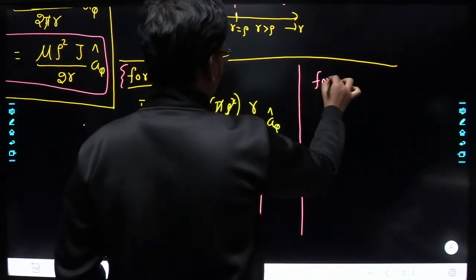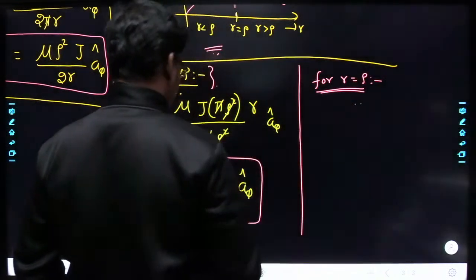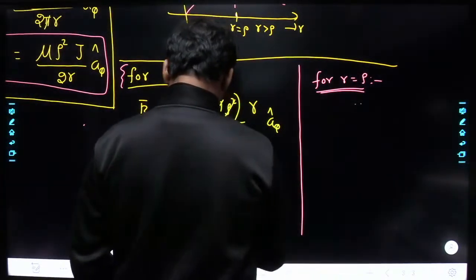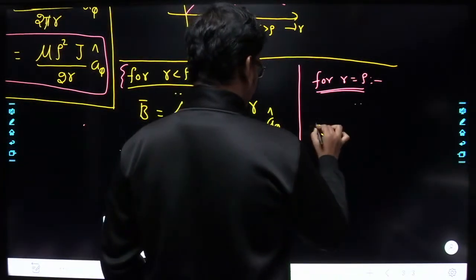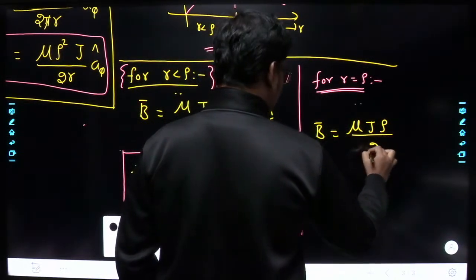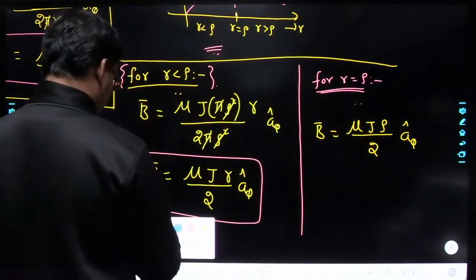Next, for r equal to rho. Just substitute rho in place of r. So you are going to get B bar is equal to mu J rho divided by 2, in the phi cap direction.